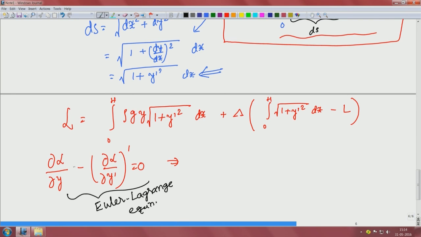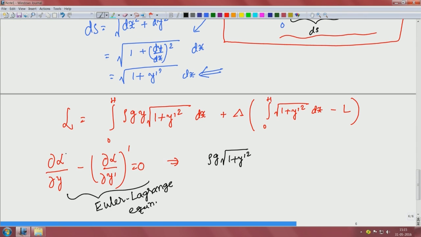So, for dou L by dou y, we have y here and nowhere else. So, we can write it as rho g into square root of 1 plus y prime square, that is dou L by dou y.